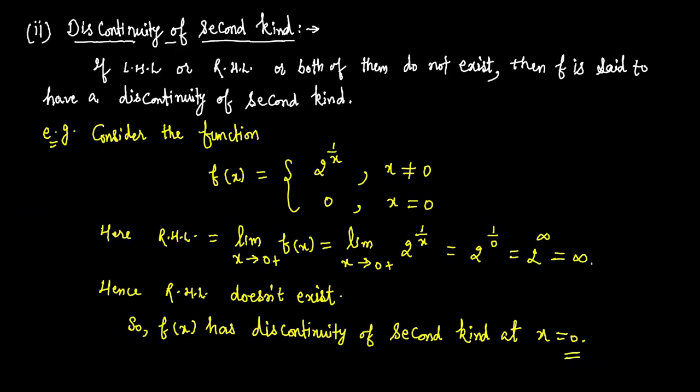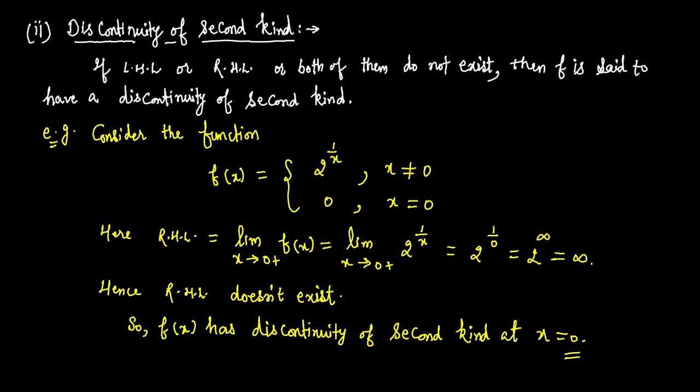But if we look at the next type, discontinuity of second kind, in this case LHL or RHL or both of them do not exist. What I am saying is that either LHL or RHL or both of them do not exist, then we say that this discontinuity is of second kind. So again, look at the example.